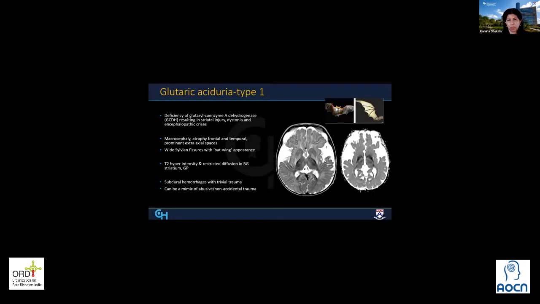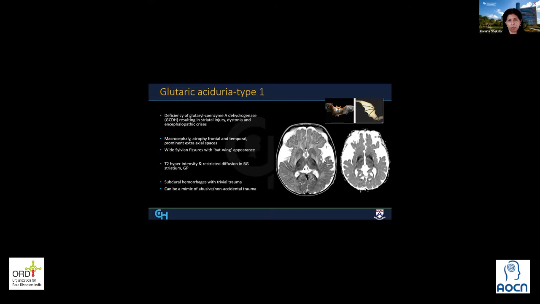I will quickly run through some more since I think I'm going a little over time, but I do want to talk about the NBIA briefly. So this is glutaric aciduria. This is a condition which is characterized by enlarged, widened sylvian fissures, you can see, which has been described as the bat wing appearance.